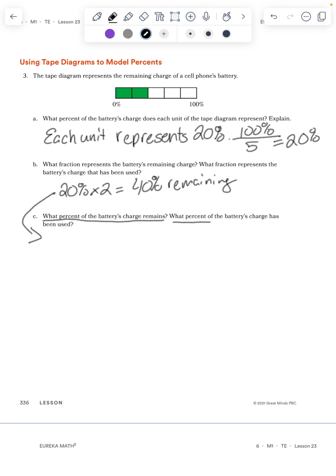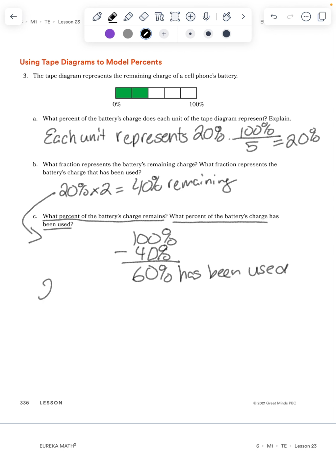And then what percent of the battery's charge has been used? So 100% is the total amount, and 40% is what's left. I'm sorry, I'm all over the place. How much did we use? 60% has been used. And 20% times 2 is 40%, so that's the remaining charge.